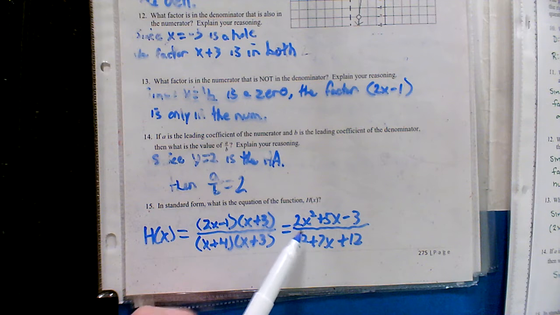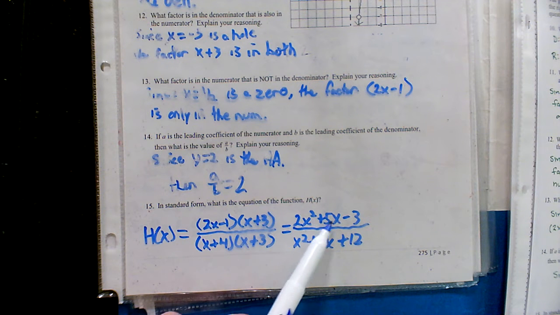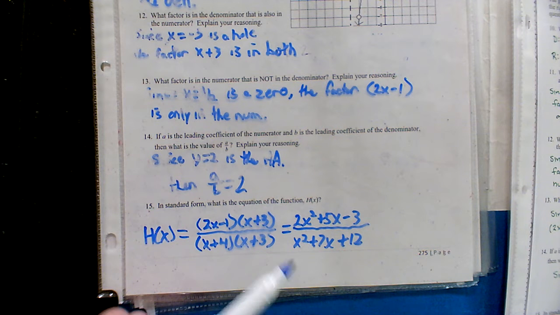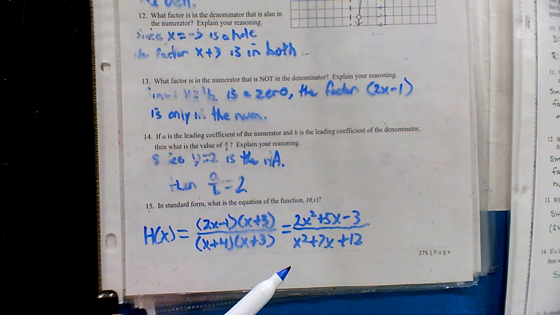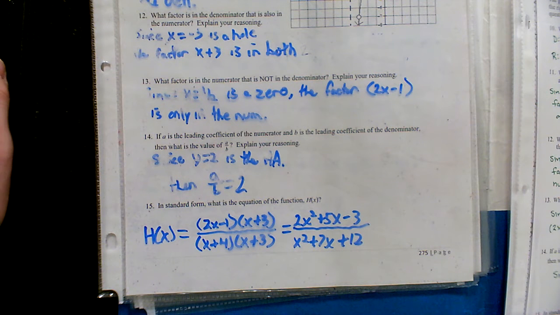After multiplying out, I got in the numerator 2x squared plus 5x minus 3. And then in the denominator, x squared plus 7x plus 12. So does the rest of our problem check out? Check your leading coefficients because it is equally heavy. Check your leading coefficient and check your y-intercept. Do they both check out? Are they correct, or do we have to adjust this problem?